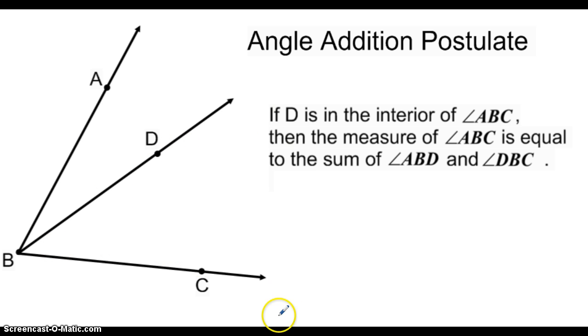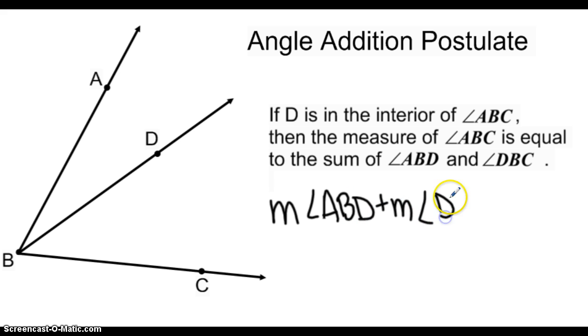So if we were to write that as an equation, we would say that the measure of angle ABD plus the measure of angle DBC equals the measure of angle ABC. So take a moment and write that down in your notes.